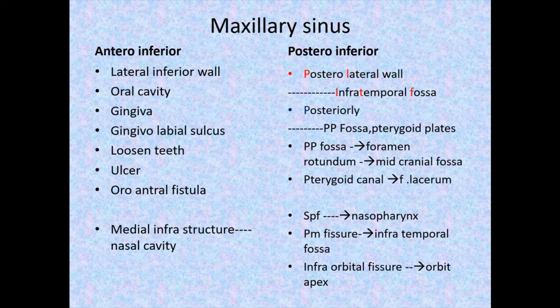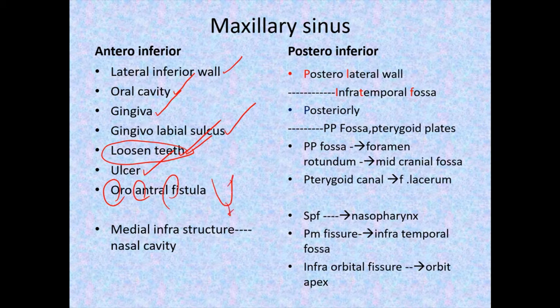The maxillary sinus can spread to the lateral and inferior wall. It can go to the oral cavity, to the gingiva, to the gingivolabial sulcus. It can loosen the teeth, and teeth loss will be there in maxillary sinus carcinomas. There can be ulcerations and an oroantral fistula, that is, the maxillary sinus communicates with the oral cavity. Medially, the maxillary sinus may spread to the nasal cavity also.